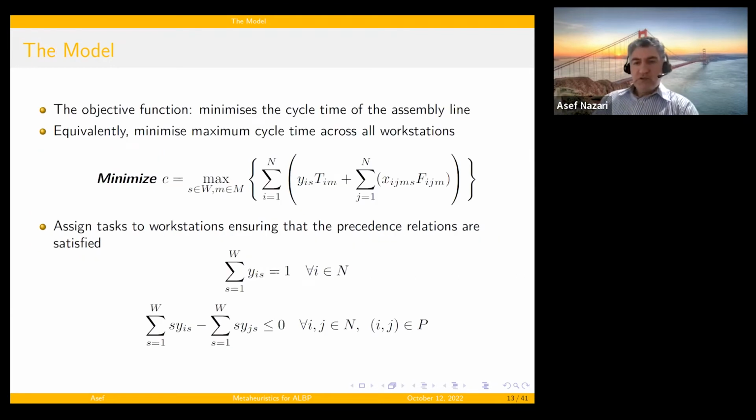So because the problem is type 2, the objective is to minimize the cycle time. And minimizing cycle time is equivalent to minimizing the maximum cycle time of each station. So for all the stations, there are going to be a set of jobs allocated. For that station, we can find station load and station completion time. And if the max of cycle time of a station is going to be minimized, that's equivalent to minimizing the cycle time itself. And we have a set of constraints.